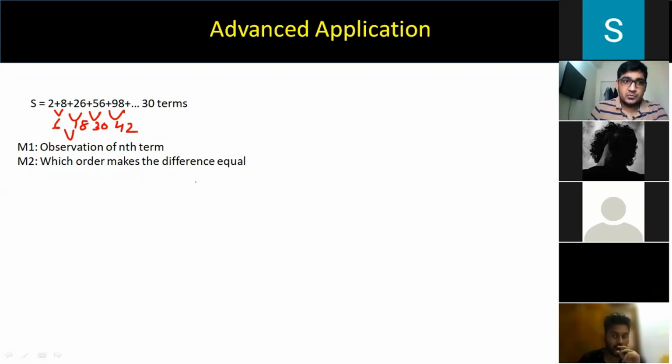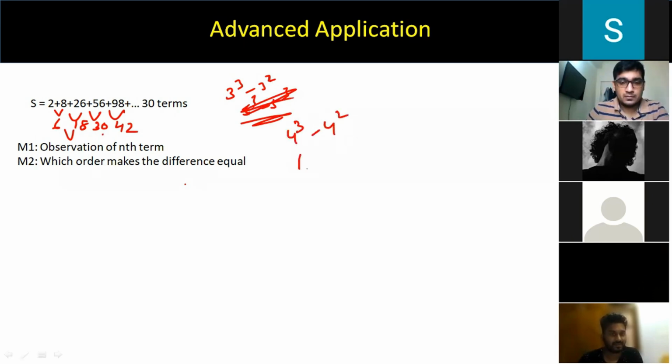This is 2 cube minus 2, 6. What is 18? Is it 3 cube minus 3? No, 3 cube minus 3 square. What about 30? It'll be 4 cube minus 4 square. No, not coming. Okay. Isn't this 6 into 1, 6 into 3, 6 into 5, 6 into 7?